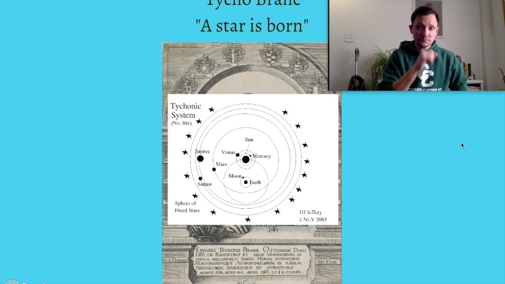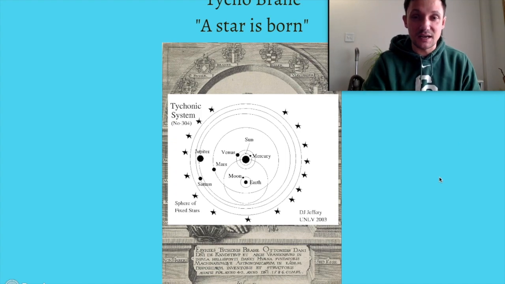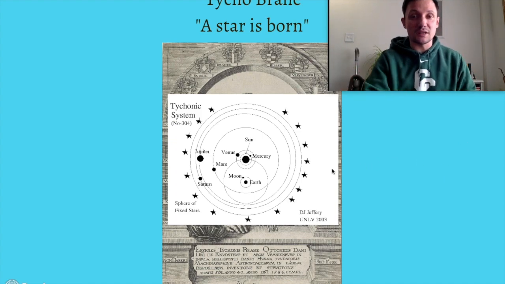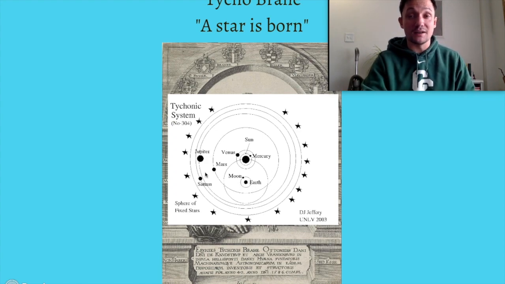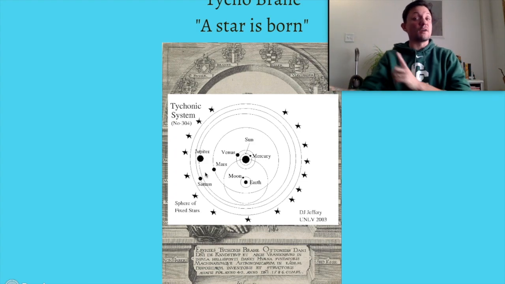All right, so his Tychonic system said that it was still geocentric, that the Earth was still actually in the middle of the entire system. The moon moves around us and the sun moves around us, but then everything else actually moves around the sun, right?